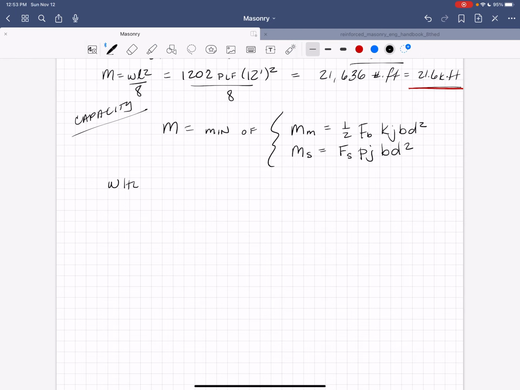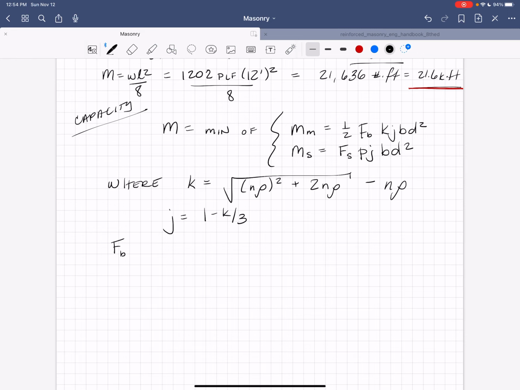We calculate K as the square root of n times rho, so the modular ratio times rho, squared, plus 2 n rho, minus n rho, and j is equal to 1 minus k over 3. Okay. So those are how I get to the terms and the two equations I need.